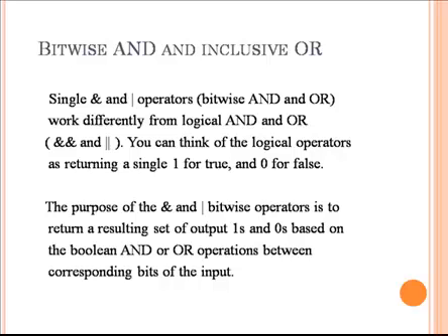Let's come to this example, 7 | 8. Here we are performing the bitwise OR operation. It simply performs logical OR at each bit position. 0 logical OR 0 is 0. 0 logical OR 1 is 1. The answer will become 15.